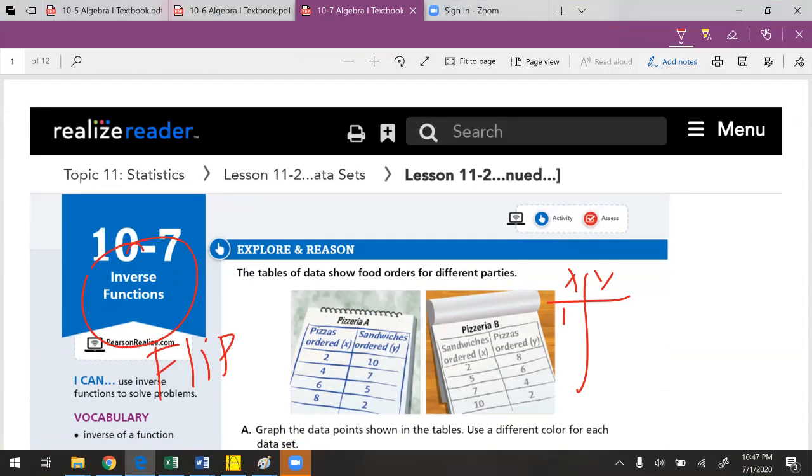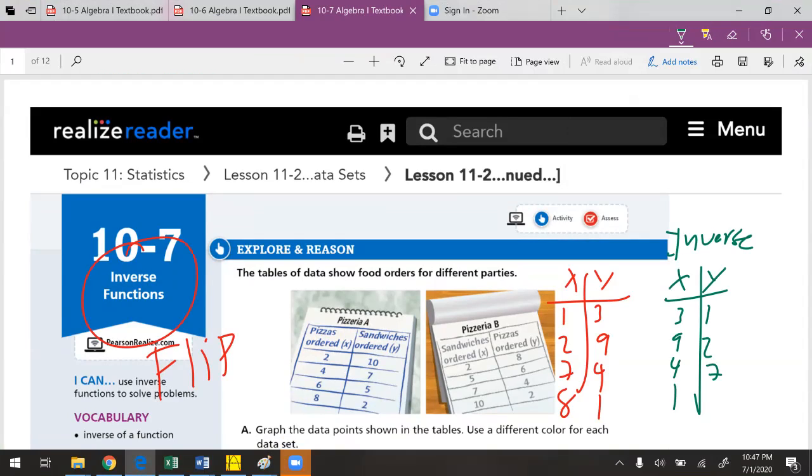Okay, let's take a table. 1, 2, 7, 8, 3, 9, 4, 1. If we find the inverse, we're flipping the table. This is the inverse table. The x's and y's flip. 3, 9, 4, 1. 1, 2, 7, 8. Boom. That's it. That's the inverse.